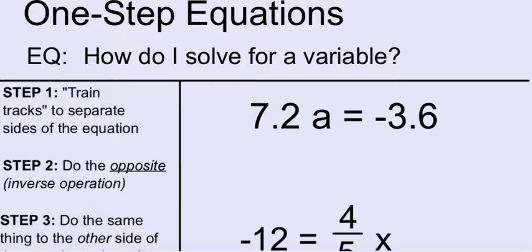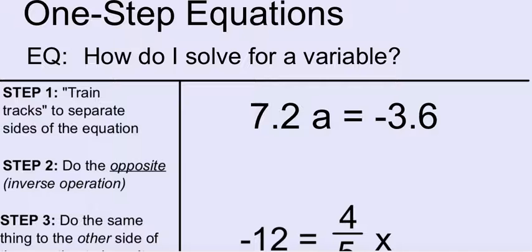Today we're going to take what we already know about solving one-step equations of multiplying and dividing, and now we're going to include rational numbers. We're going to work through a few sample problems. The essential question is still the same as it has been for adding and subtracting and multiplying and dividing of integers, in that, how do I solve for a variable?